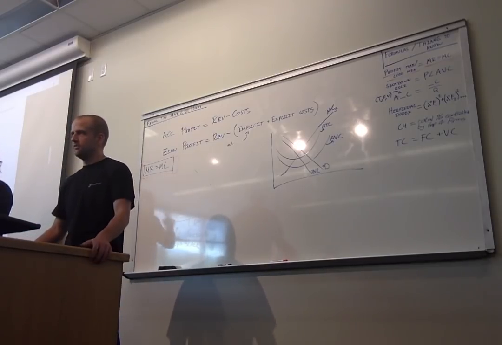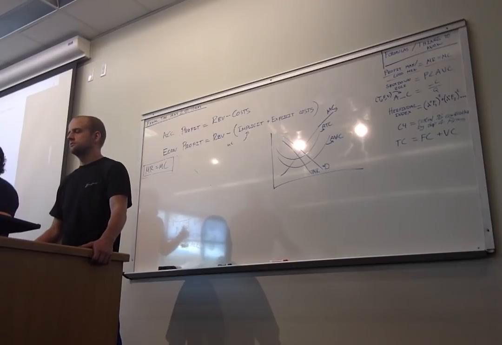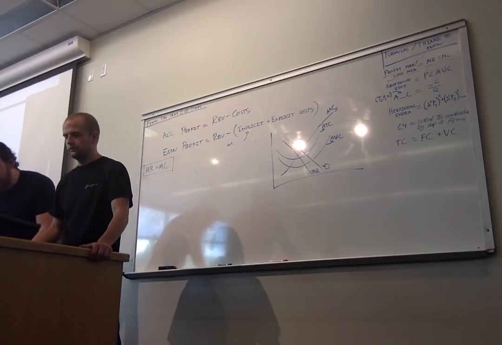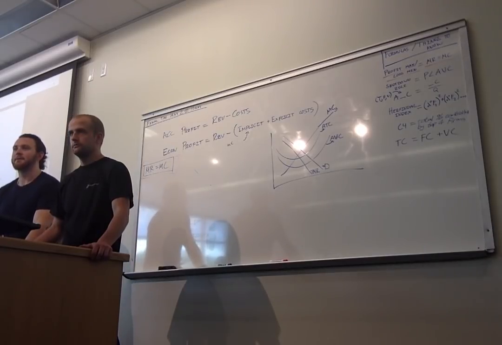Does that make sense, everyone? Profit can only be increased. What was it, A? It's A. Yeah, it's A. Because it's to the left of the profit maximizer. Right. Exactly.